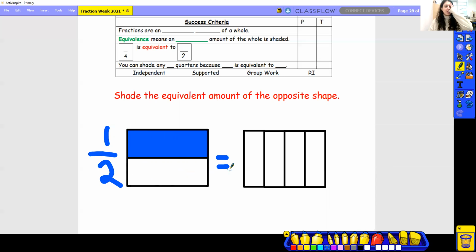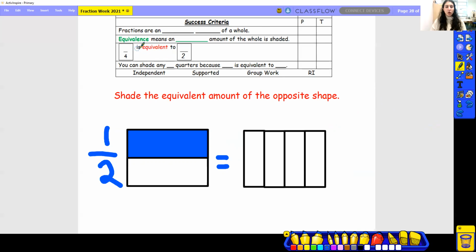Now, how do I shade an equivalent amount of the whole here? Do I just draw a line across here and then just make my own line up and then shade all of this here? Is that what I do? No, we don't do that. We need to use our key fact that we're learning today. So remember, we want an equivalent amount.